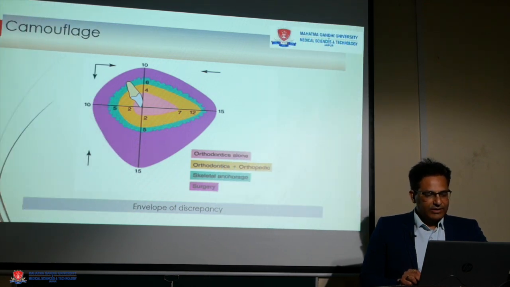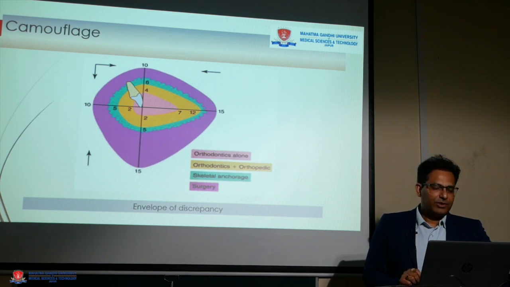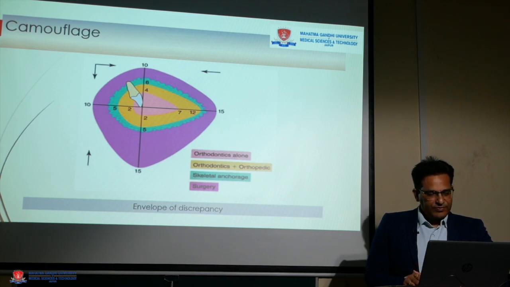Using the envelope of discrepancy, we also classify cases according to the severity. The inner envelope is the category which we can treat with orthodontics alone. The yellow or middle envelope, we have to use orthodontics plus orthopedic management. This envelope is slightly expanded using micro screws for skeletal anchorage. Whatever degree of malocclusion falls outside this middle envelope has to be treated by surgery. This way we can classify cases according to the severity of the situation.